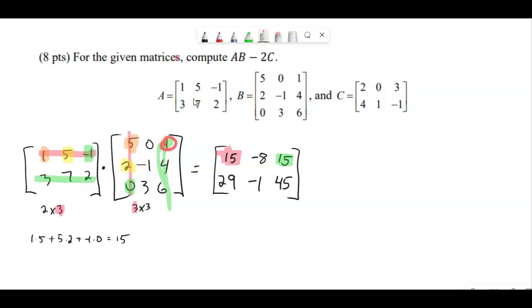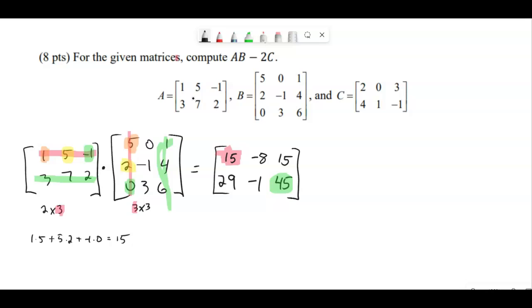First times the first, that's 3, plus second times the second, 28, plus third times the third, 12. 3 plus 28 plus 12. Oh, I see what I did wrong. So I did row 1, column 3. So I'm actually checking this. That's how I got the 45, sorry. Okay, I hope that makes sense.